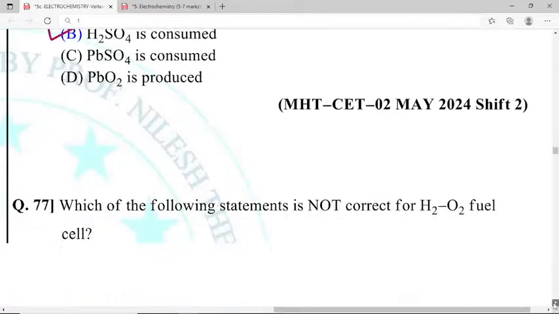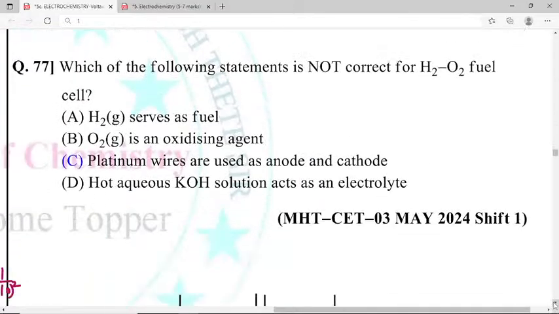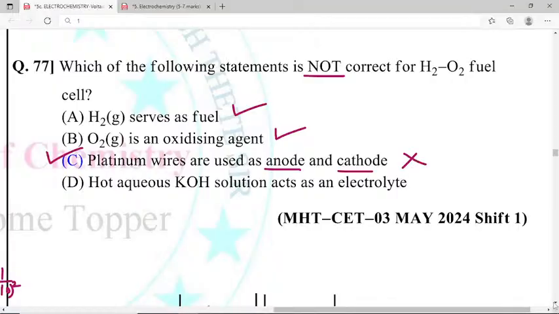Okay, next question. Which of the following statements is not correct for H2O2 fuel cell? Hydrogen serves as a fuel, oxygen as the oxidizing agent, platinum wire acts as the anode and cathode. A is wrong, not true. Hot aqueous solution as electrolyte is correct. Question number 77, straightforward. Platinum wire is not used as anode and cathode. Graphite is used as anode and cathode.